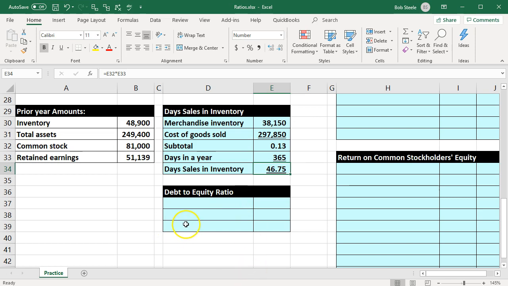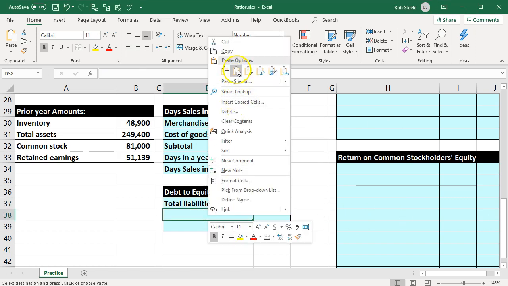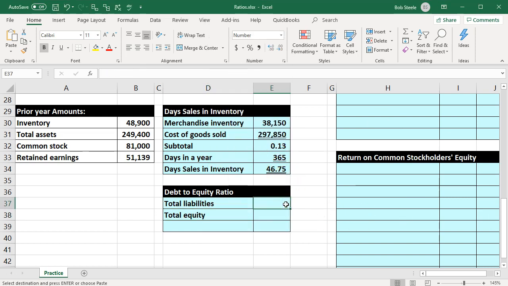Next, we'll take a look at the debt to equity ratio. Debt to equity. Now, this one's pretty straightforward because obviously the name pretty much tells us what we're going to do. And we're going to be taking the debt, which is going to be our liabilities, and we're going to be comparing that to the equity. So we're going to be comparing liabilities and equity. So we're going to pick up the liabilities first.